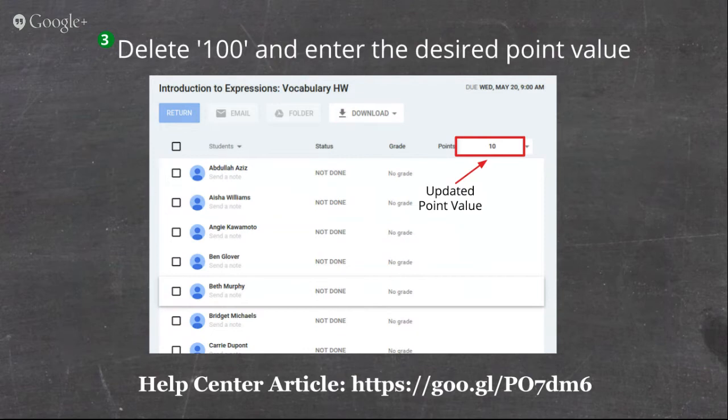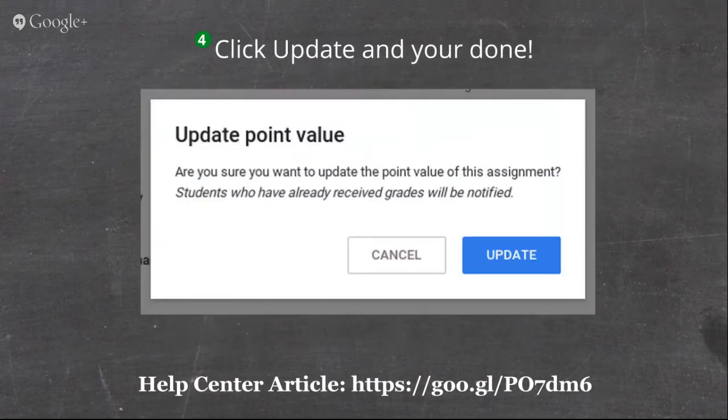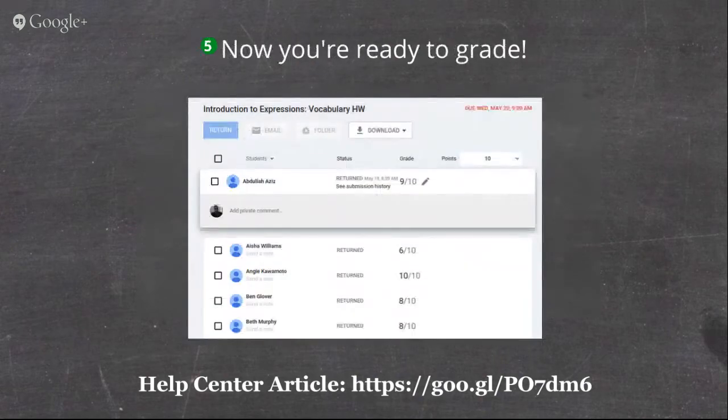Okay, so you see where the box is, and in this case, we've actually updated the point value to 10, and all of the assignments will now be out of 10 points. So the desired point value in this case for us was 10. So you'll get a little dialog box that will pop up, and it will say, do you want to update the point value? And then you select Update, and then you're done.